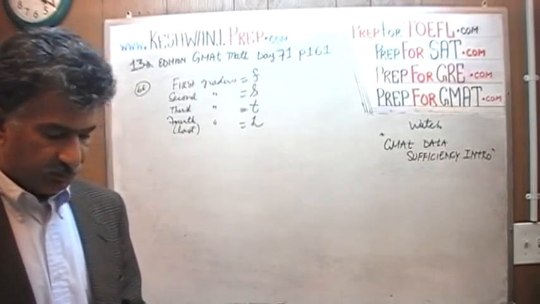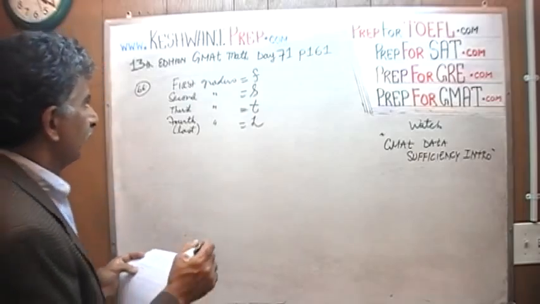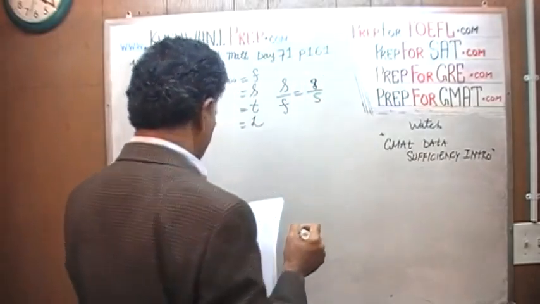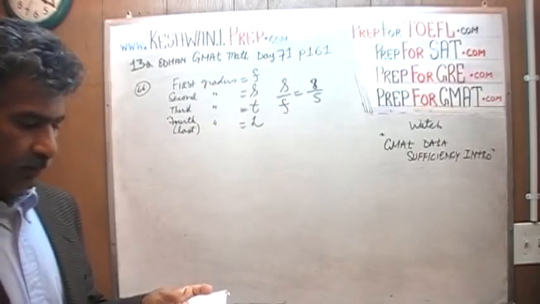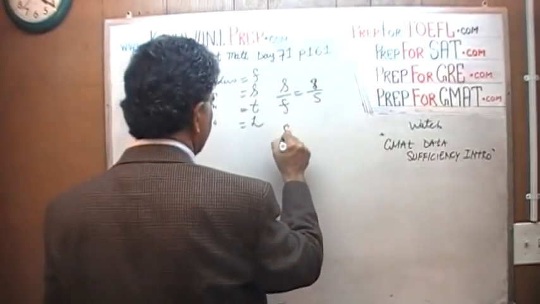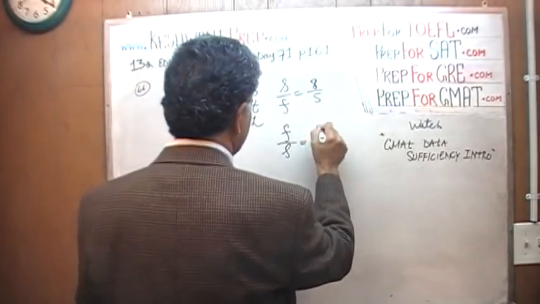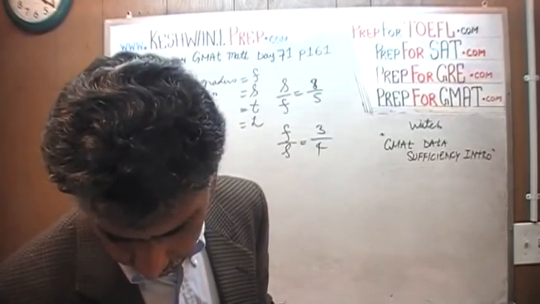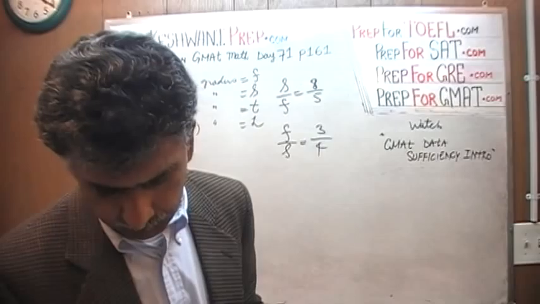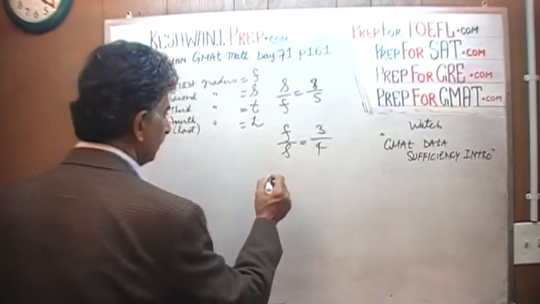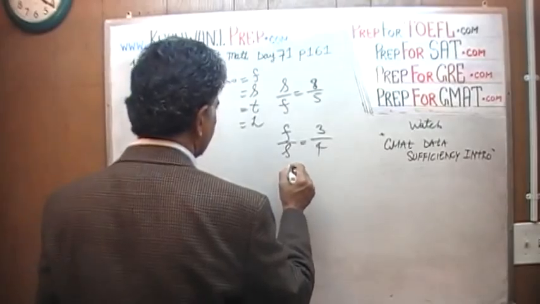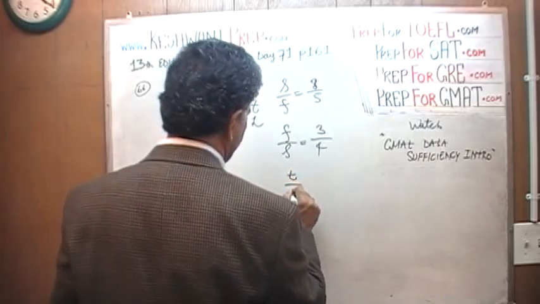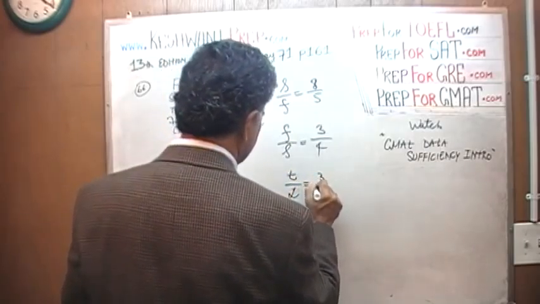In the problem they tell us the ratio of second grader to fourth grader is 8 to 5. They also tell us that the ratio of first grader to second grader is 3 to 4. And then they go on to say, if the ratio of the number of third grader to the number of fourth grader, which is our last, is 3 to 2.